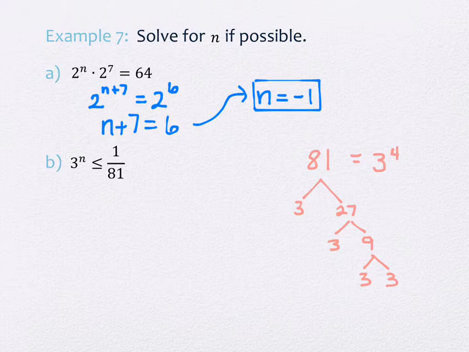So on the left side, I have 3 to the n. On the right side, I still have a 1 on top, but I have a 3 to the 4th on the bottom. Okay? I don't want 3 to the 4th on the bottom. I want it on top. So I can make it 3 to the negative 4th. Very good.